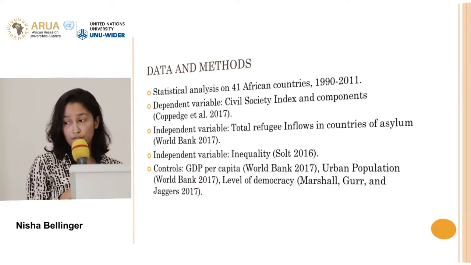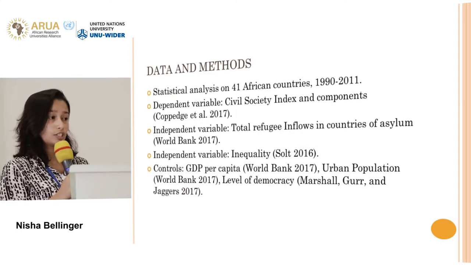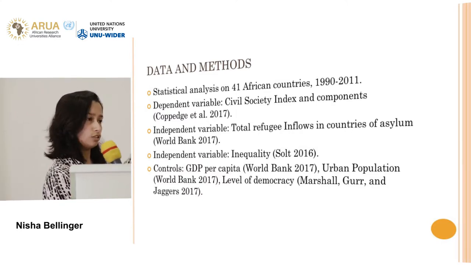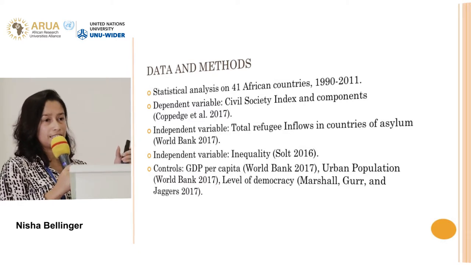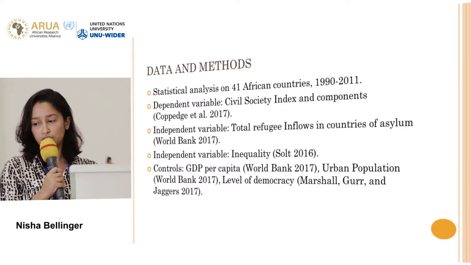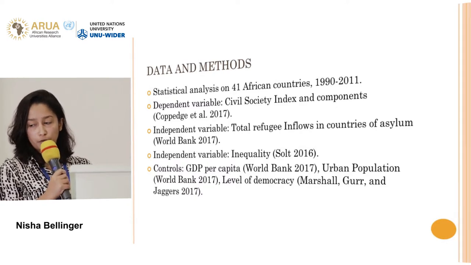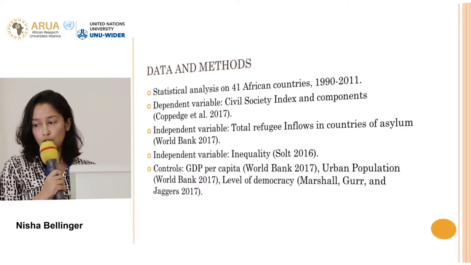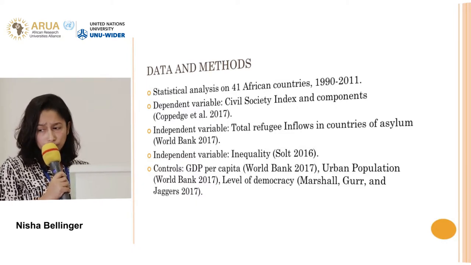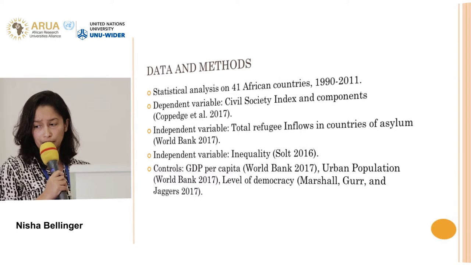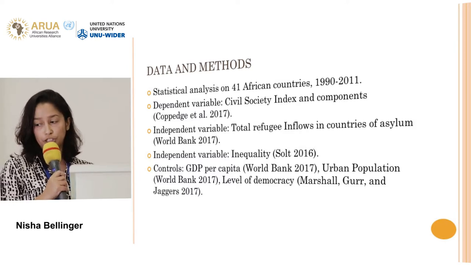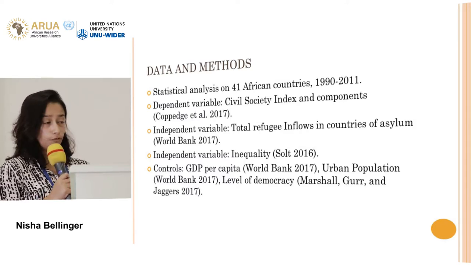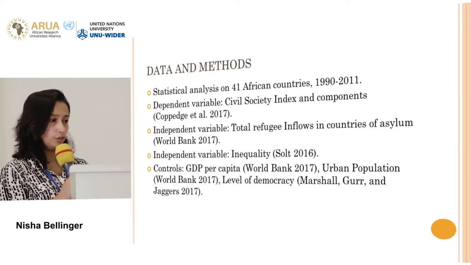The primary dependent variable is civil society activism. The data sources are all listed here. So I look at the civil society index overall, as well as its components. The primary independent variable, the total number of refugee inflows in countries of asylum. The other independent variable, the level of inequality, followed by some of the standard controls that are usually included: GDP per capita, size of the urban population, and the level of democracy.